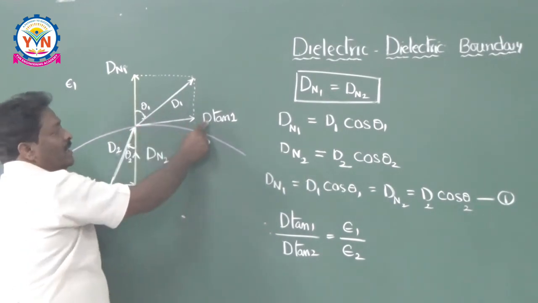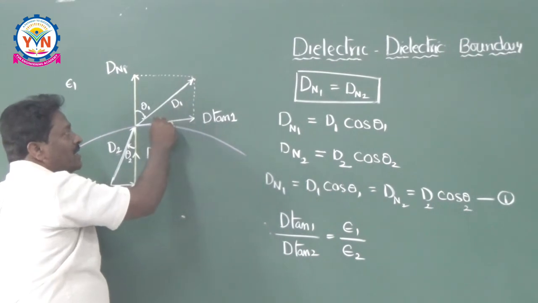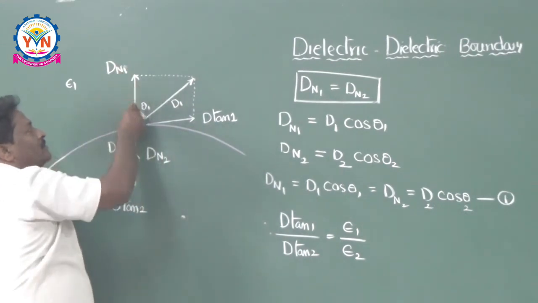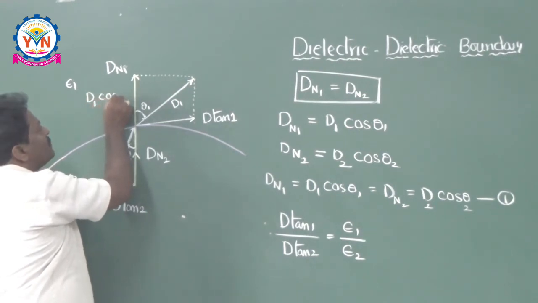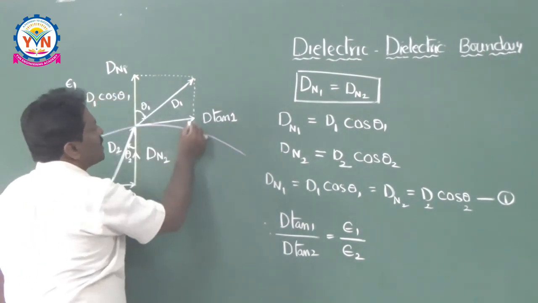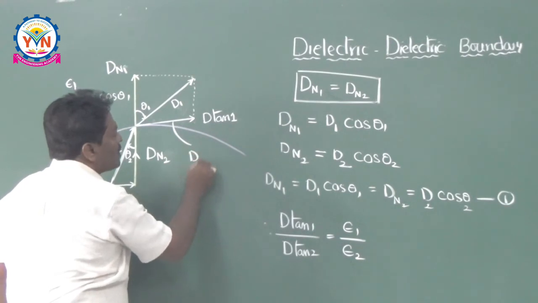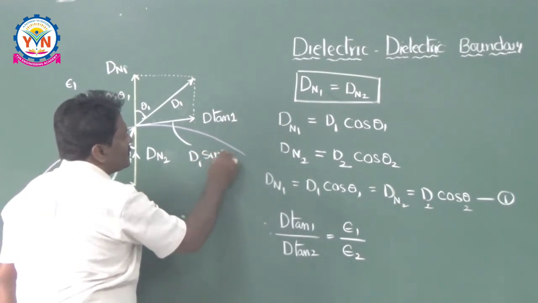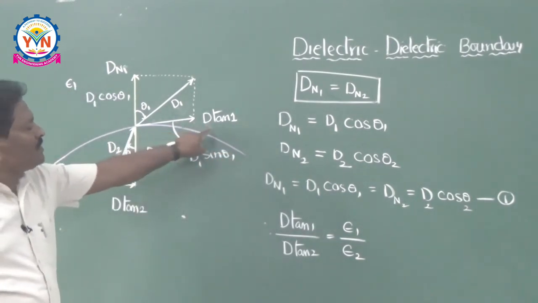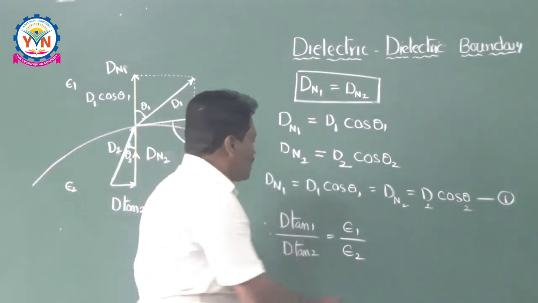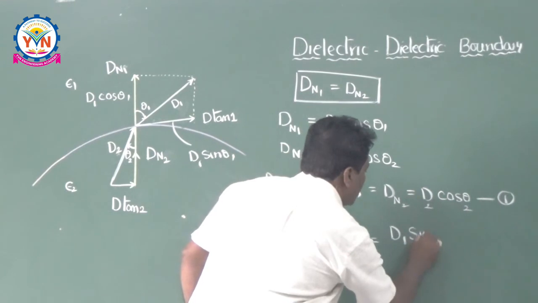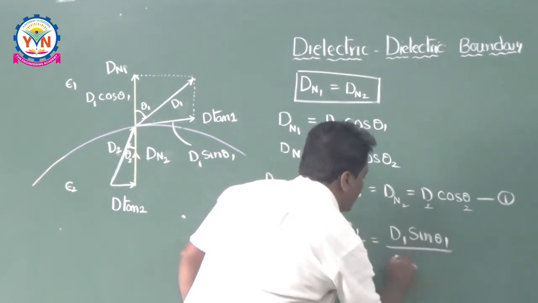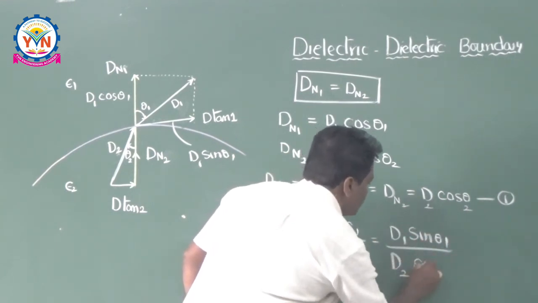That means dtan1 is equal to d1 sin theta 1. It is cos theta 1. This is d1 cos theta 1. But whereas in this direction this is d1 sin theta 1. So you can say the tangential component dtan1 divided by dtan2 is equal to d1 sin theta 1 divided by d2 sin theta 2.